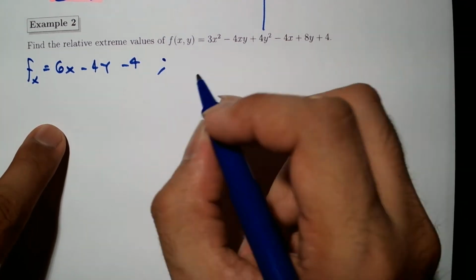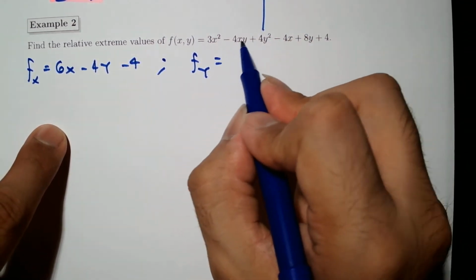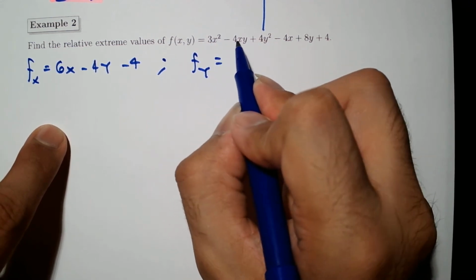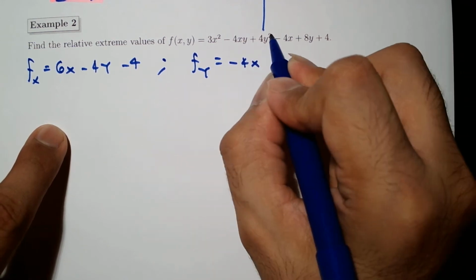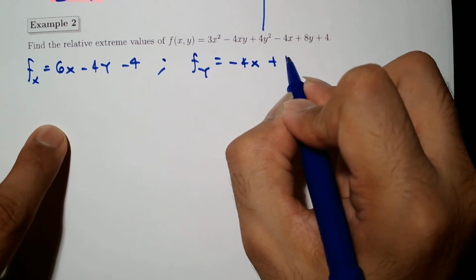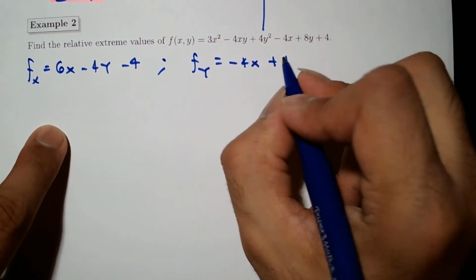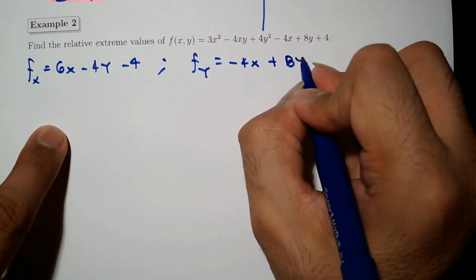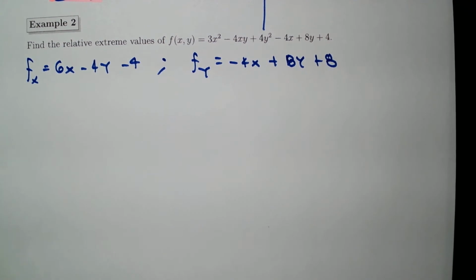So next thing we do is find the partial derivative with respect to y. In this case, this term goes to 0. The derivative of the second term will be negative 4x. It's going to be 0 minus 4x, plus 8y, and then plus 8. So those are going to be our two first partial derivatives of the function.